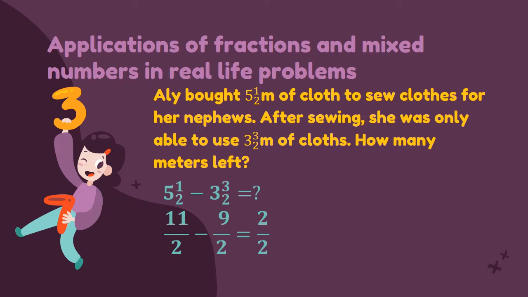So, given that we have 11 over 2 minus 9 over 2, since they have the same denominator, you just have to copy the number 2 and subtract the numerator. So, 11 minus 9 is equal to 2. So, the answer for this problem is 2 over 2 meter of clothes are left.